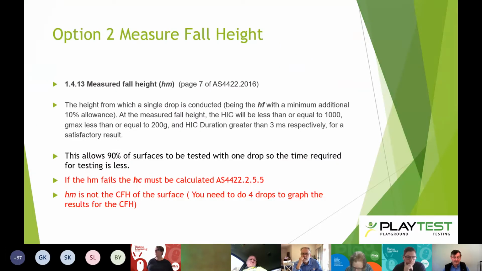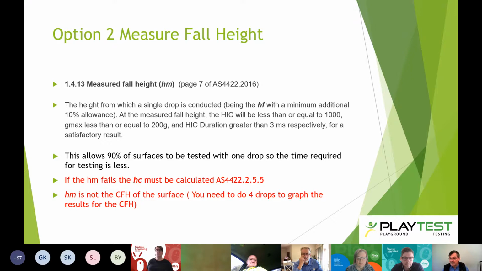And this is another controversial area where we're talking about the measured fall height. Now, this is the definition for doing the second option, where you can do 1 drop and the surface passes and you're completed, you're finished. But it's only a pass-fail requirement. It doesn't work out the critical fall height of the surface. So this is the definition.